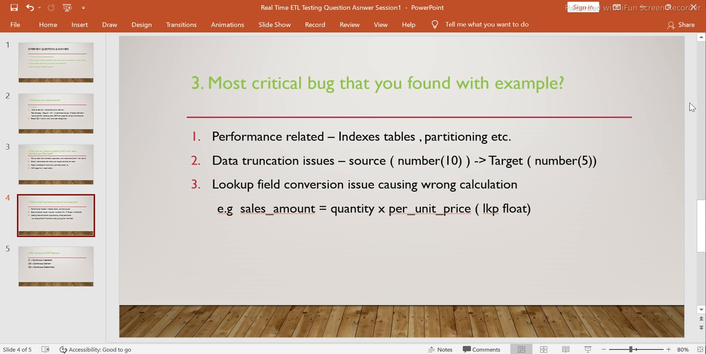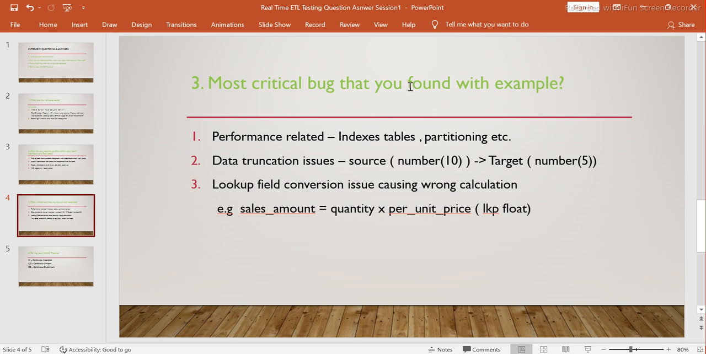Now, the most critical bug that you found, with an example, right? So, guys, this is something that when you're going for an ETL testing interview, you have to give some bug related to ETL testing only, right? You should not give something related to functional testing or some security testing and all those kind of things, right? It should be very much in line with your area of work, right, that you are doing. So as an ETL tester, you have to tell a couple of things, right, guys?